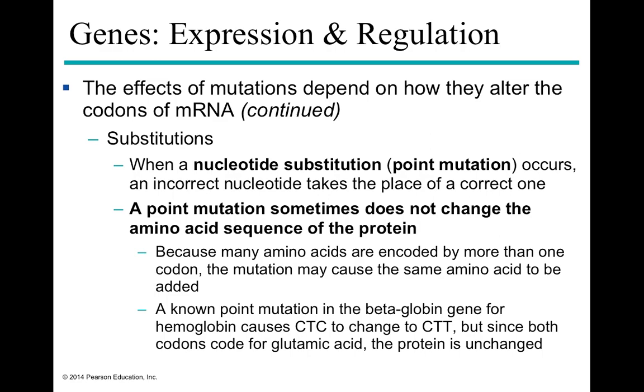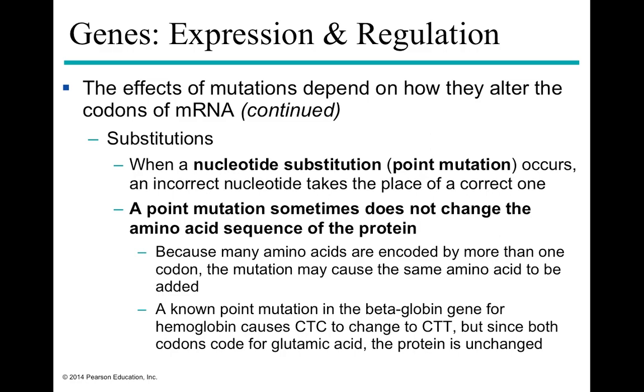We can also have substitutions. If a nucleotide substitution occurs, it's also called a point mutation. We're basically exchanging the correct nucleotide for an incorrect one, and it's just going to be at one location. That one nucleotide may or may not change the codon. It may or may not change the amino acid sequence of a protein because, as I mentioned previously, many amino acids are encoded by multiple codons.